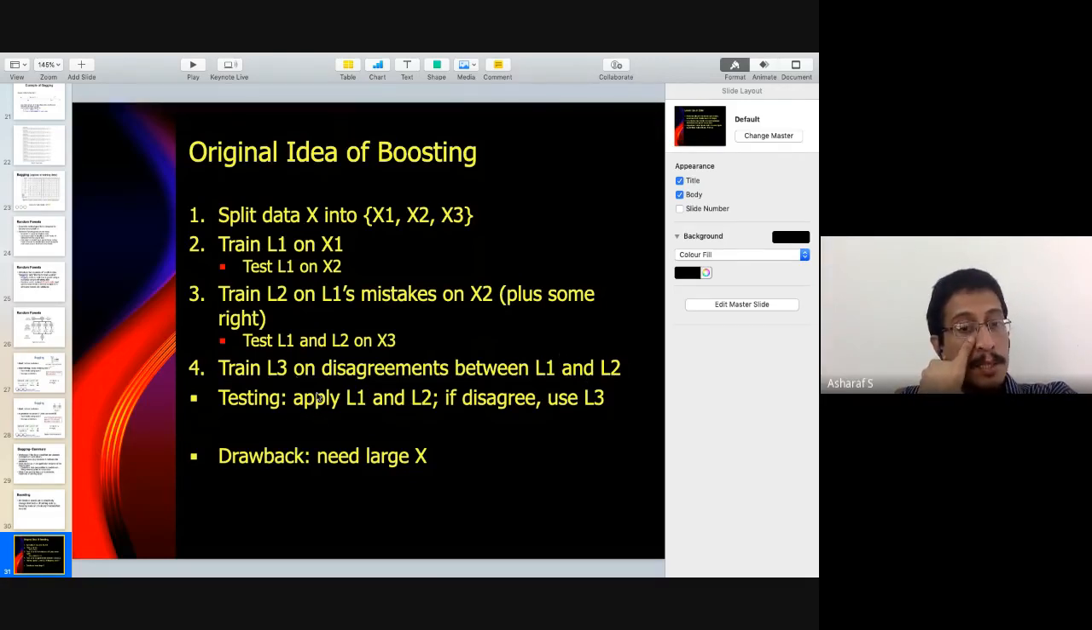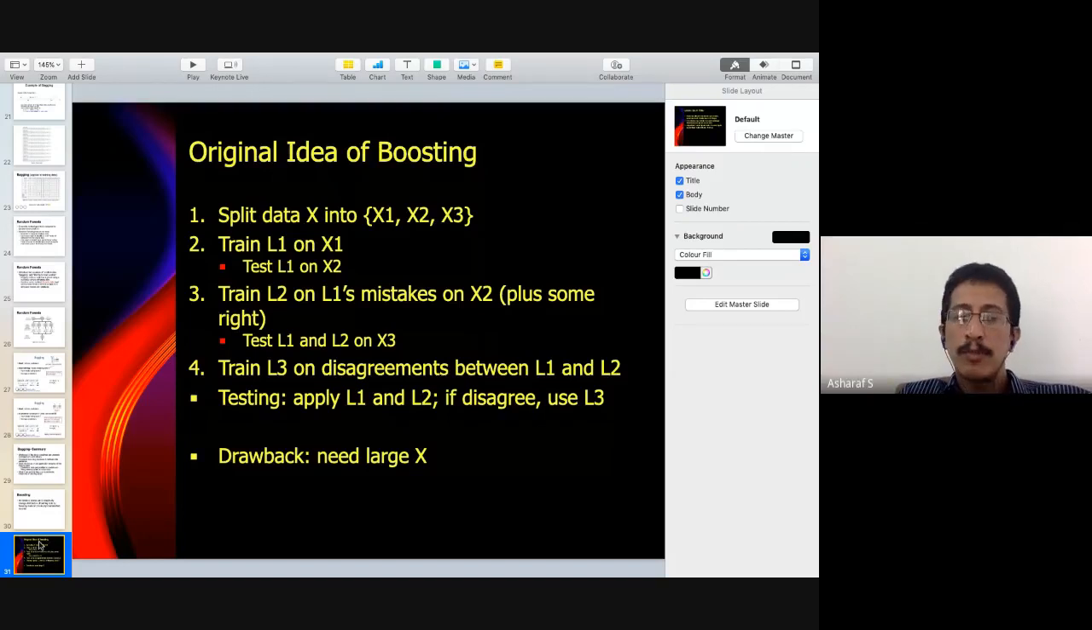So then testing is to apply L1 and L2. A new point comes in, L1 is tested and L2 is tested. If they agree, you give that as the class. Otherwise, you leave it to L3, the third classifier. This is the original idea. If you have to split data like this, you need a large training data to do this.